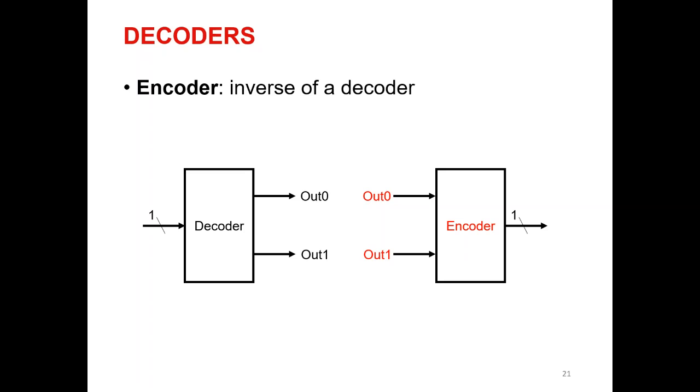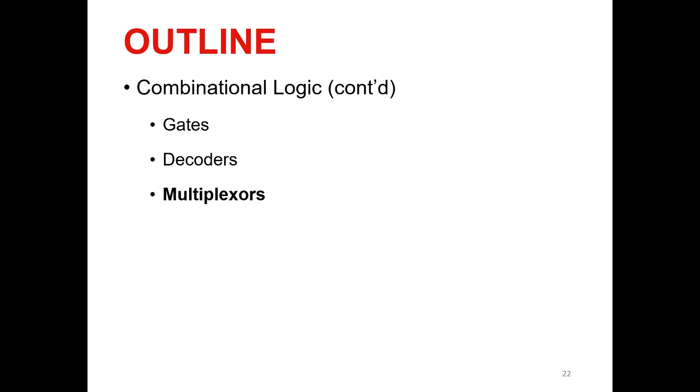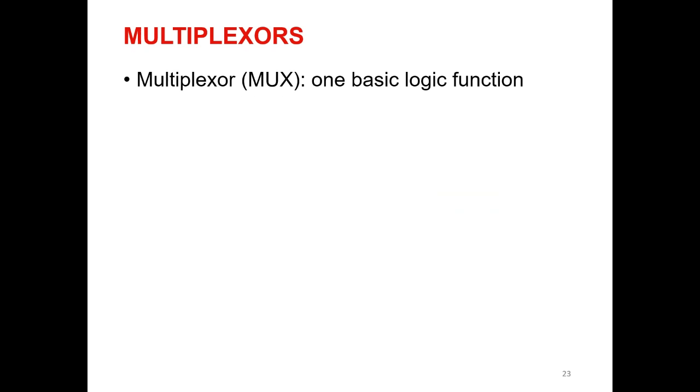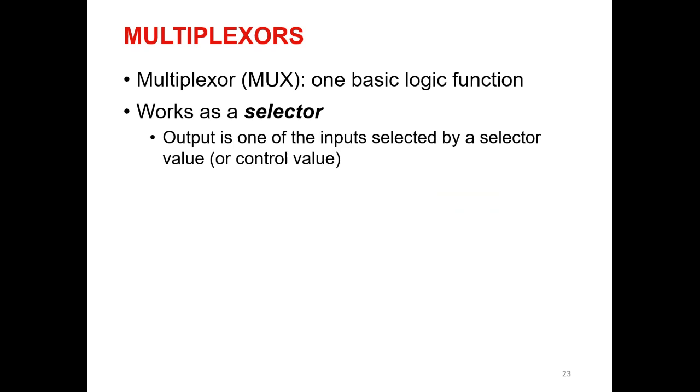Okay then, so we have seen gates, we have seen decoders, and now multiplexors. This is a very important part of combinational logic. So what is a multiplexor? It works like a selector. The output is one of the inputs selected by a selector or control value. What does that mean? For instance, imagine we have a two-input multiplexor.